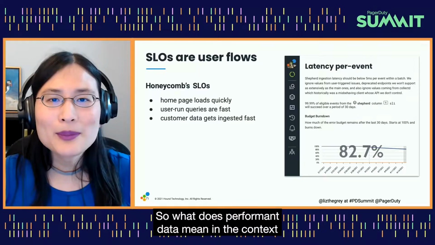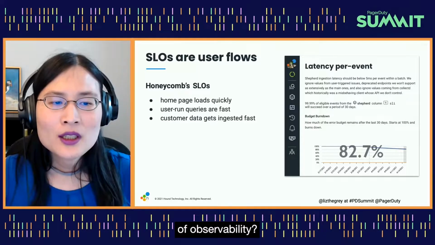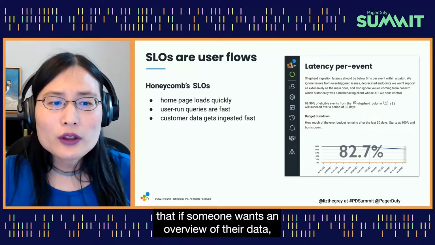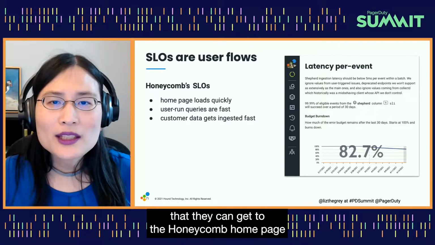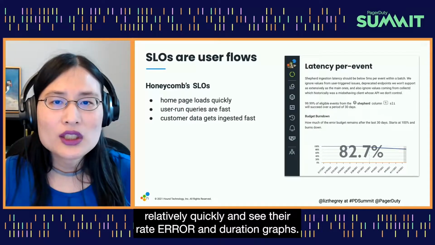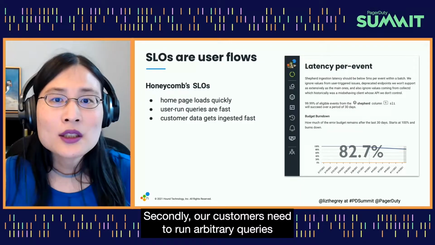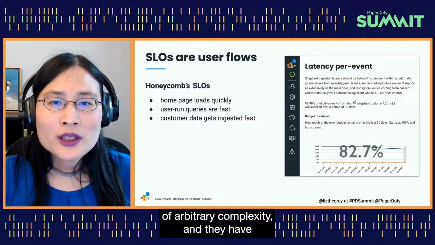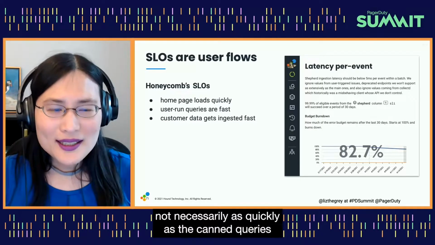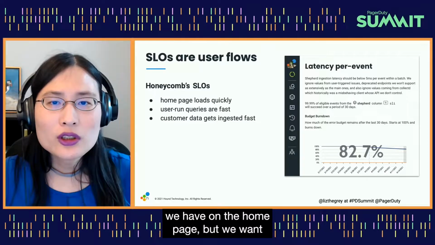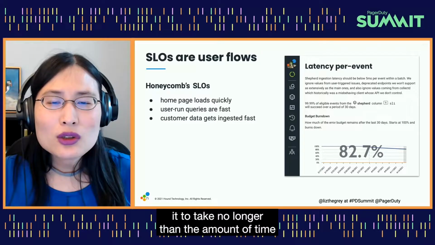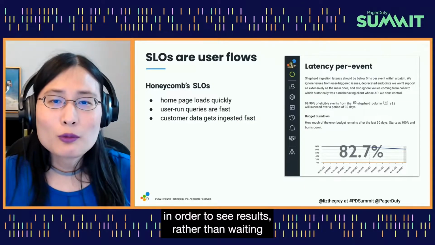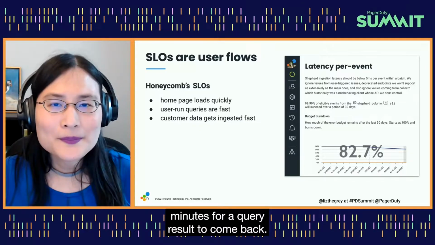So what does performant data mean in the context of observability? For us, it's three crucial ingredients. First of all, if someone wants an overview of their data, they can get to the Honeycomb homepage relatively quickly and see their rate, error, and duration graphs. Secondly, our customers need to run arbitrary queries of arbitrary complexity, and they have to return reasonably quickly. Not necessarily as quickly as the canned queries we have on the homepage, but we want it to take no longer than the amount of time that it takes to take a sip of your coffee to see results, rather than waiting minutes for a query result to come back.